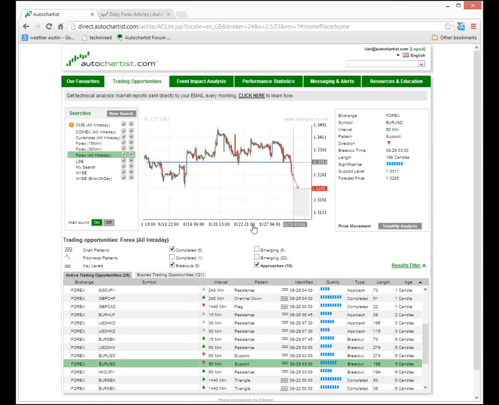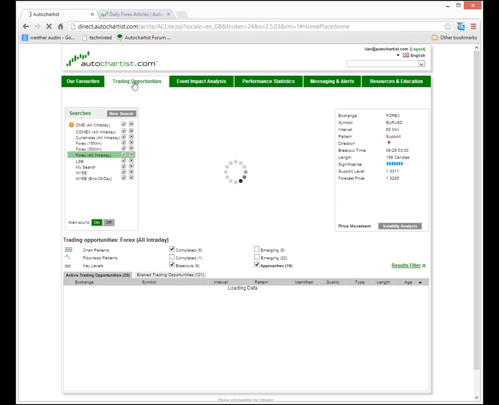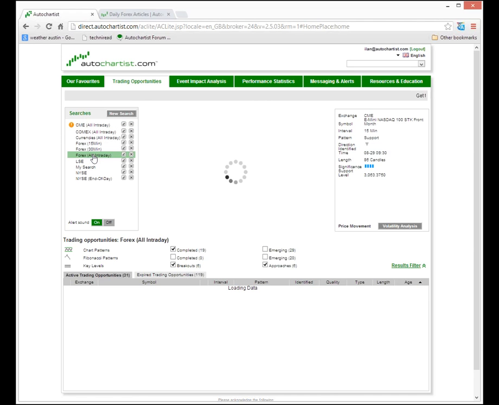So let's get going. Once you log into the Autochartist screen, this is what you see. Actually, you see a section called Our Favorites, or you see a section called Trading Opportunities. It all really depends on who you get Autochartist from. If you're getting it from one of our broker partners, there's a likelihood that you're just seeing the trading opportunities at this stage. Only one or two of our broker partners have the Our Favorites section enabled on their Autochartist. I will, however, cover pretty much all the sections of Autochartist in today's presentation.